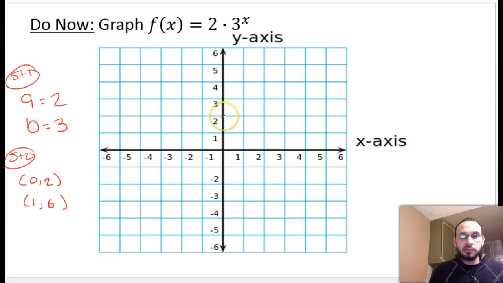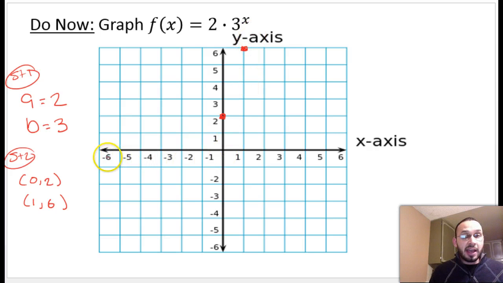Here's 0, 2, our y-intercept. And then we have 1, 6. Where did this point go? 0, 2. Here you go. Okay, so those are our 2 points. I'm going to go ahead and connect the dots and create my line.